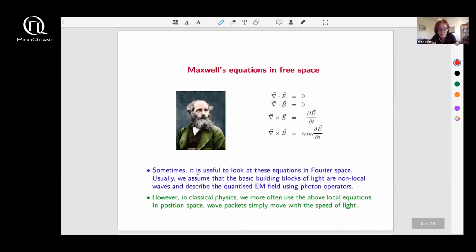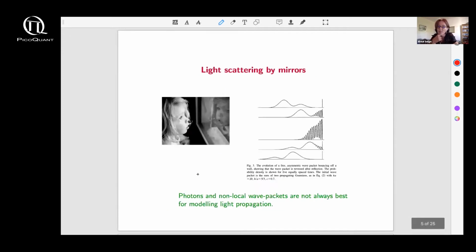Let me give you another example where in classical physics we use position space, so we use Maxwell's equations as they are. For example, when we model light scattering by mirrors, we can of course write it down in terms of non-local wave packets, non-locally spread out waves, but that's not always the best way of modeling light propagation.